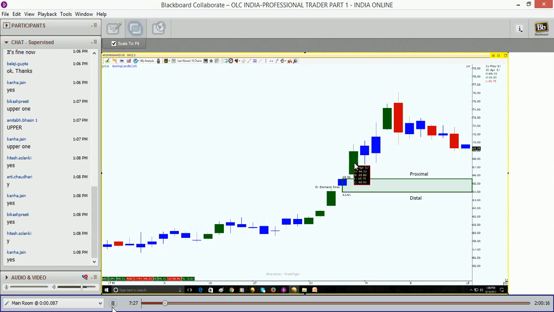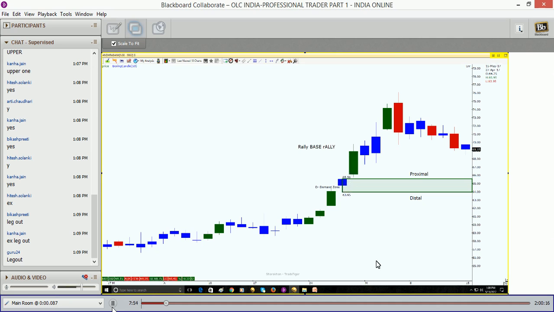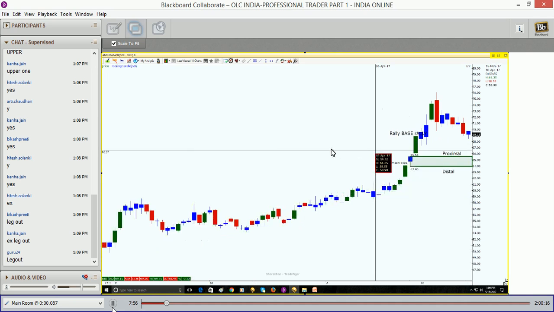And what is this candle again called? What is this green candle again called? This is called as a leg out or a rally again. So this formation is called as a rally, base, rally. I repeat, this formation is called as a rally, base, and a rally. Let me give you another example.